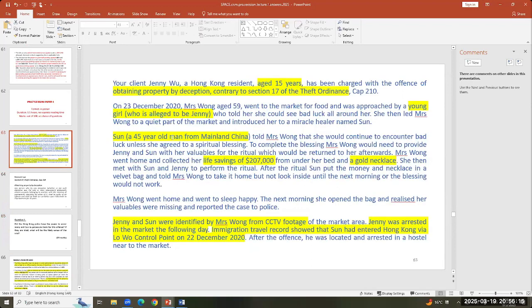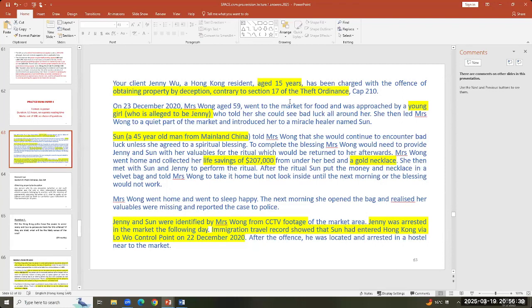Now, what do we think? Do they have the power to prosecute Jenny? She's 15. Yeah, because she's 15, right? What if she was 5? No, right? Because remember the age of criminal responsibility, thinking back to our evidence, which we're soon going to revise.